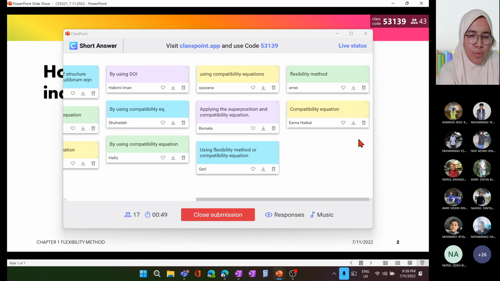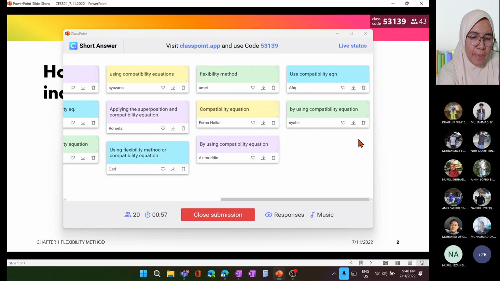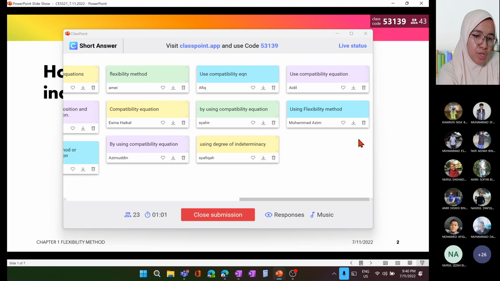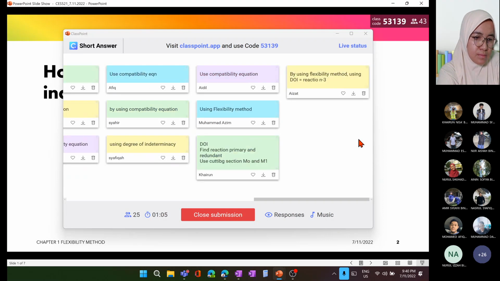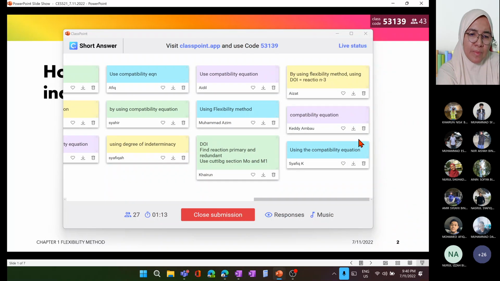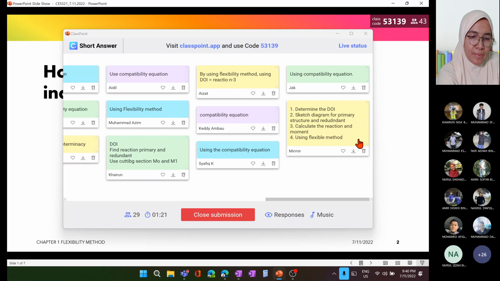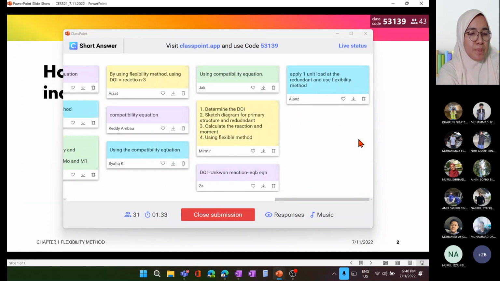Using DOI, using compatibility equation, applying superposition and compatibility equation. Many choose compatibility equation as the answer. Find reaction in primary and redundant. Use cutting section M0 and M1. Using flexibility method, DOI is reaction minus 3. Using the compatibility equation, degree of indeterminacy. DOI is unknown reaction minus equilibrium equation. Any other answer? Apply a unit load at the redundant and use flexibility method.